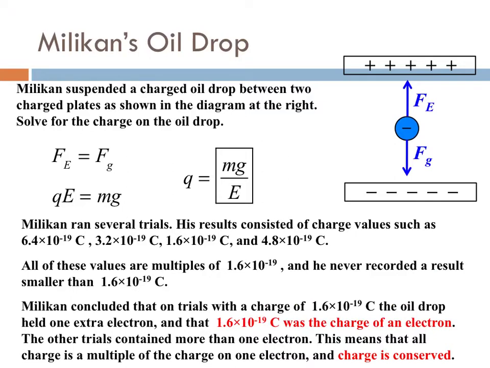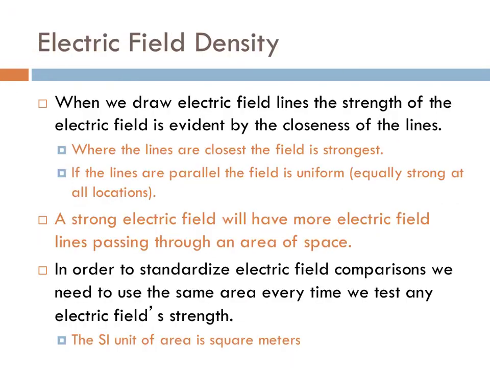Now, he did several trials, and he obtained charge values shown here. All these values are multiples of 1.6 times 10 to the negative 19. And we know from the beginning that that is the charge for an elementary particle, meaning the charge on one electron or one proton. So with Millikan's experiment, he was able to determine the elementary charge on an electron.